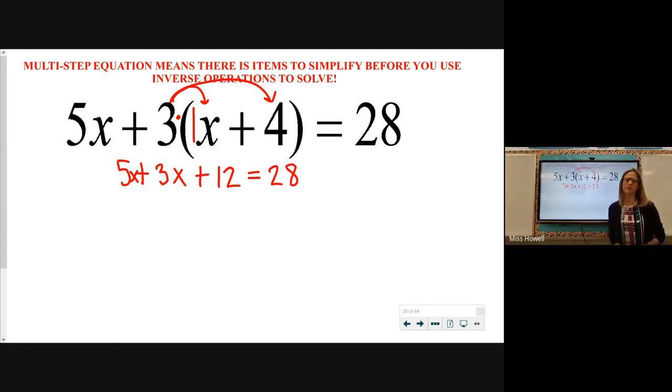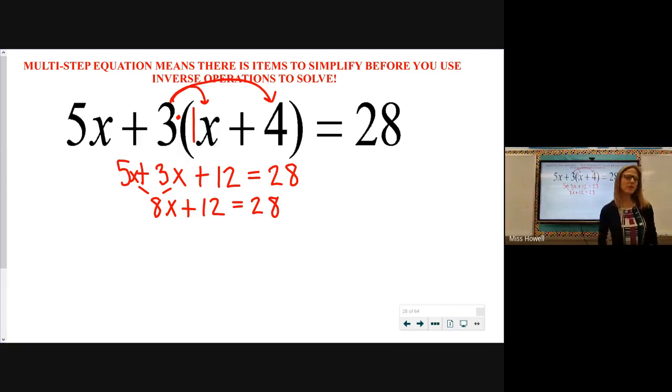All right, we're still not back to our most basic simplified version yet. So another step here is needed to add or combine our like terms. All right, so we can take our two terms here that have x and put them together. They're like terms. So 5x plus 3x would give us a total here of 8x. We still have a plus 12, and the whole thing equals 28.